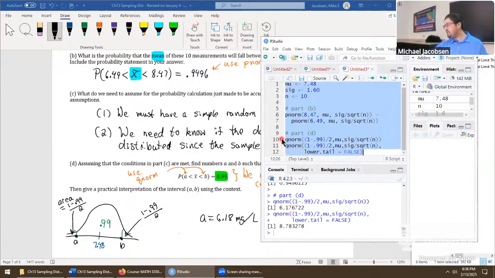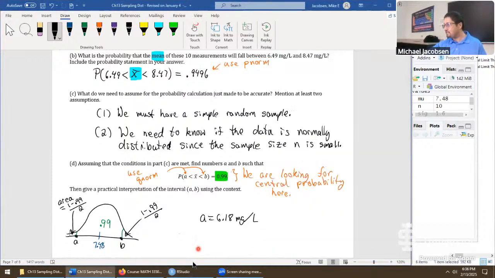We have 6.17 from this first part of q-norm. When we ran q-norm again with lower.tail set to false, it came out to 8.73. Looks like that's a plausible value for B. And notice it's a little bit bigger than what we got over here, which seems about right because this one's at probability about 0.95, and we're doing probability 0.99. So the interval should be wider at a higher probability. And that's what we're seeing with a larger value of B and a smaller value of A, from 6.49 to a smaller 6.17.